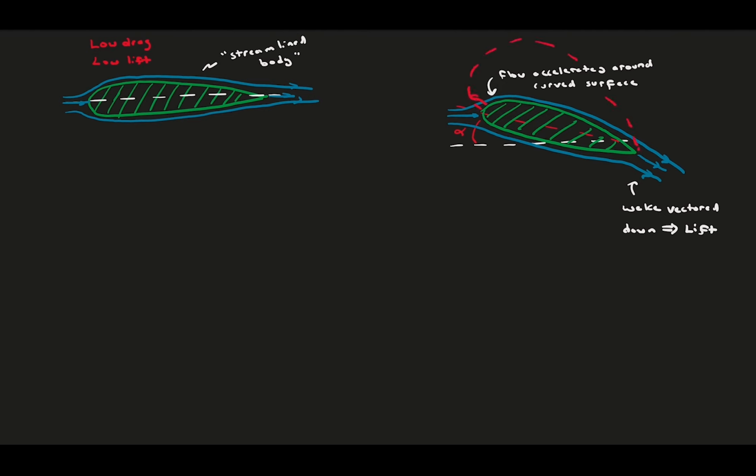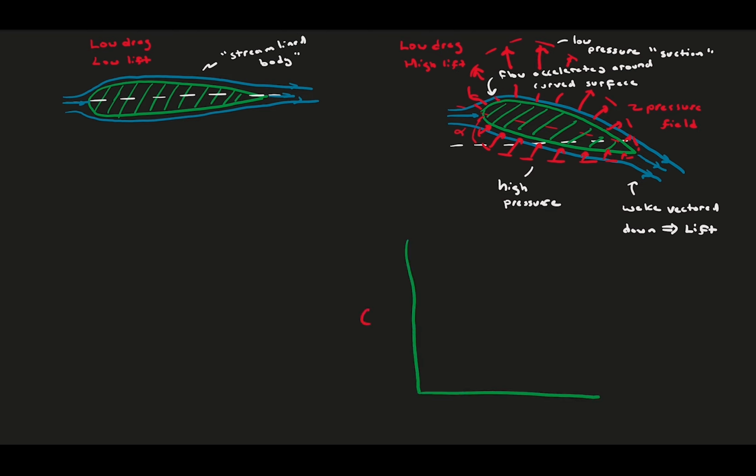If we overlay the pressure field, we see that underneath the foil we have relatively high pressure and we have relatively low pressure above the foil, concentrated near the leading edge. This pressure difference acts on the foil vertically and causes the lift force. Specifically, this foil would have high lift and relatively low drag, an ideal situation for aerodynamic flight.